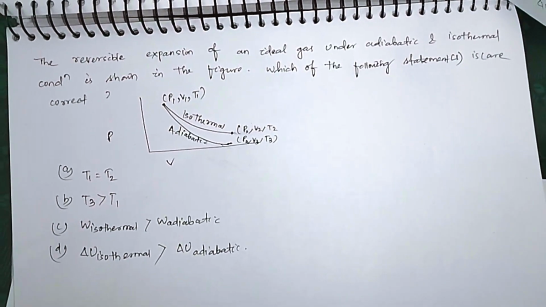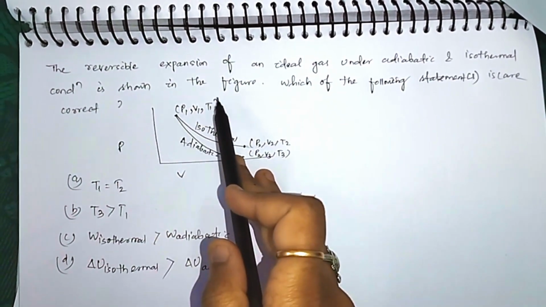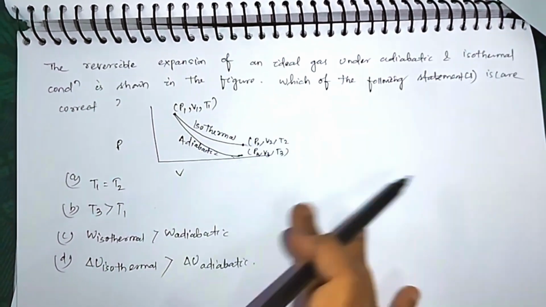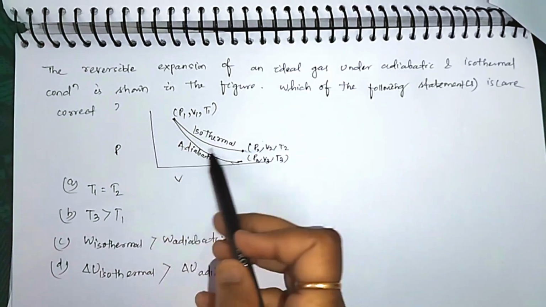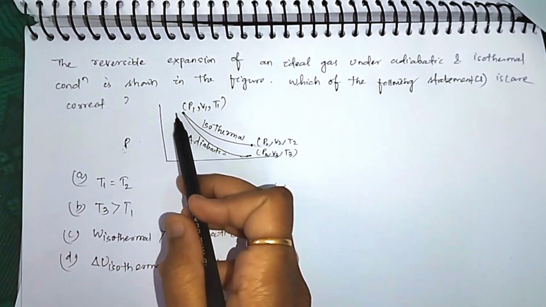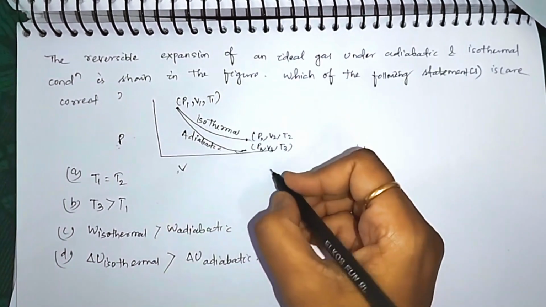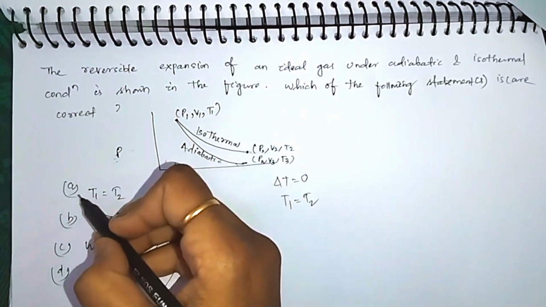Then comes the next question. The reversible expansion of an ideal gas under adiabatic and isothermal conditions is shown in the figure. Which of the following statements is or are correct? Here the graph is plotted between pressure and volume. In the first option, T1 is equal to T2. Here it is an isothermal process, then del T is equal to 0. That means T1 is equal to T2. So the first option is correct.